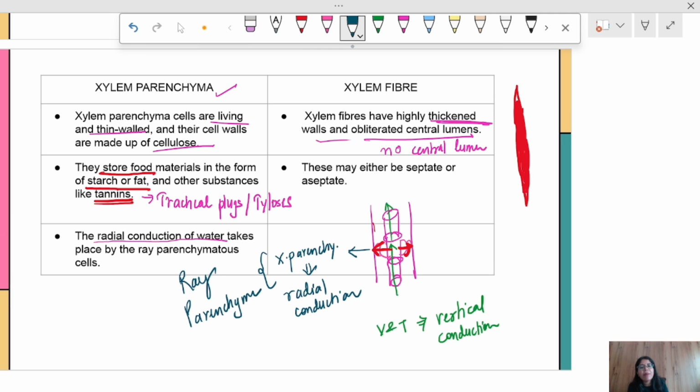Xylem fiber, they have mentioned, can be septate or aseptate. Please learn this. There is not much relevance about this point. Just learn that xylem fiber can be septate or aseptate. Septate means cross wall is present, aseptate means absent, right? So these are the things about xylem which you have to remember.